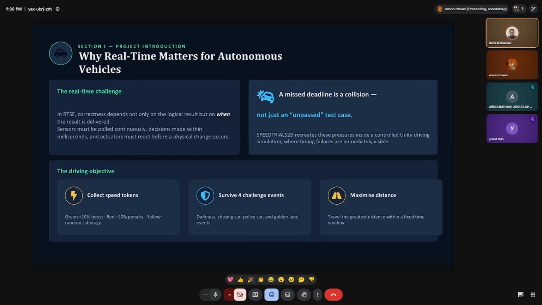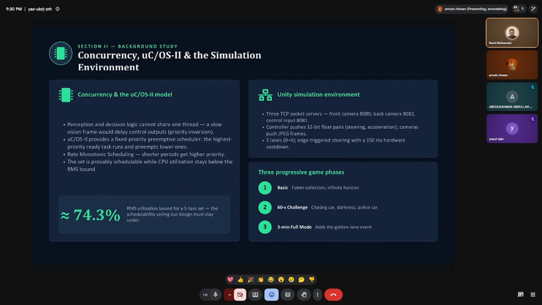Moving on, how did we implement our system in order to win this challenge? We made use of the OS2 model and concurrency. This model has a fixed priority preemptive scheduler. Basically, if there are multiple tasks that want to run in real time and in parallel, it will prioritize the one that has the highest priority and preempt the other task. At the same time, it has rate monotonic scheduling, which means shorter periods get higher priority.